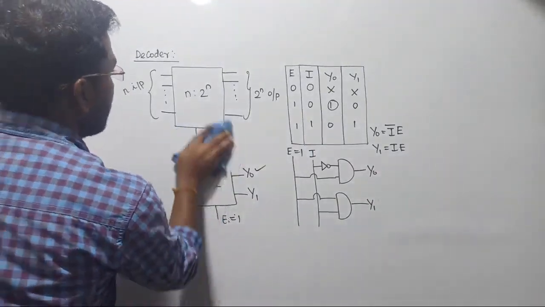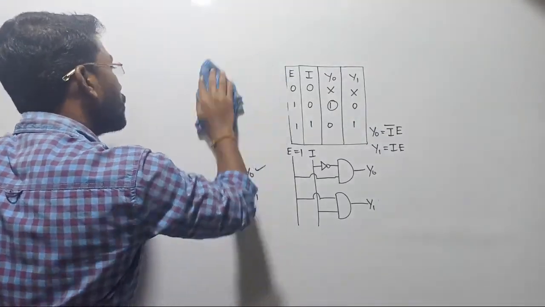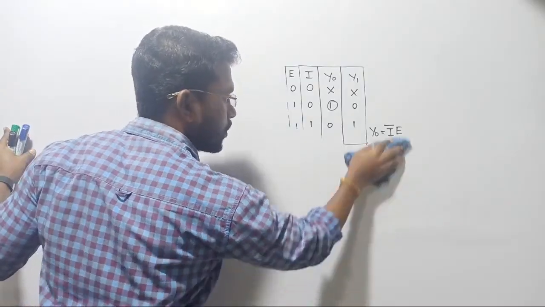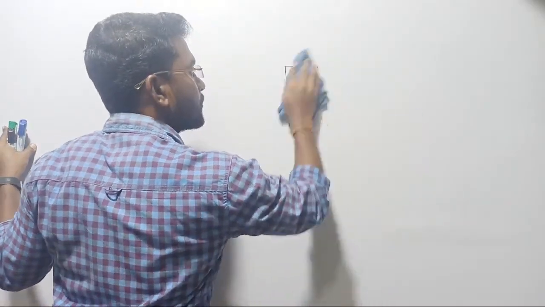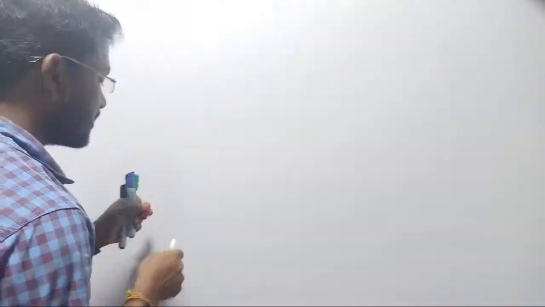Fine. Let's raise the input. Let us consider two input lines, that is n equal to 2. Let us see how to design the decoder circuit for two input lines. Now let me write these things. Let us design n equal to 2. Please consider n equal to 2 and design it by yourself.